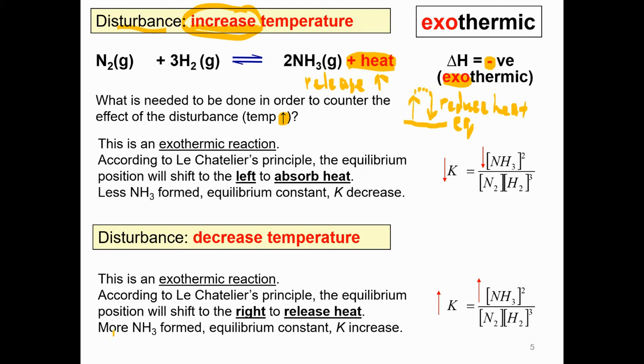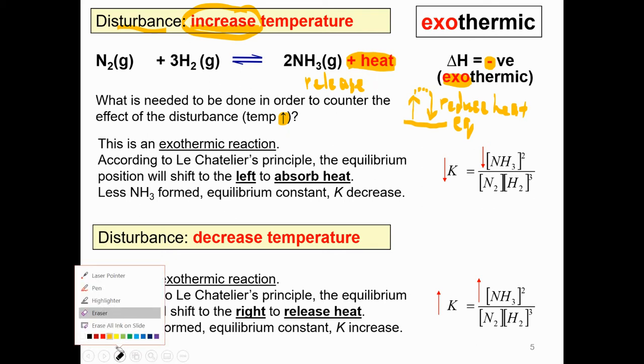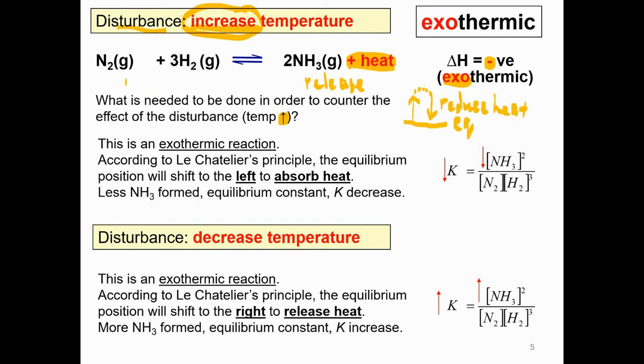Then the next one is the other side, the left hand side, which absorbs heat. Therefore, we don't see the word plus heat here. So in order to reduce the heat, the equilibrium position will shift to the left to absorb heat.